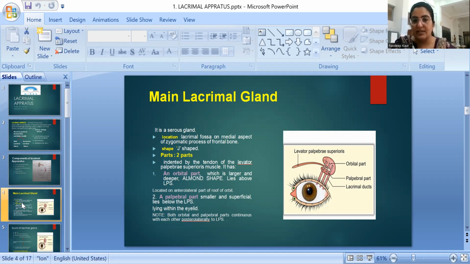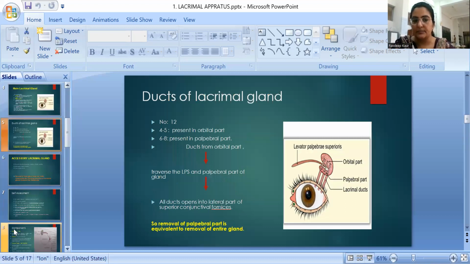The orbital part is the larger one and the deeper structure, almost almond-shaped, and it lies superior to the levator palpebrae superioris muscle. The second part is the palpebral part. It is smaller, superficial, and lies below the levator palpebrae superioris. As we can see, both parts of the gland, the orbital and palpebral parts, continue with each other posterolateral to the levator palpebrae superioris muscle.